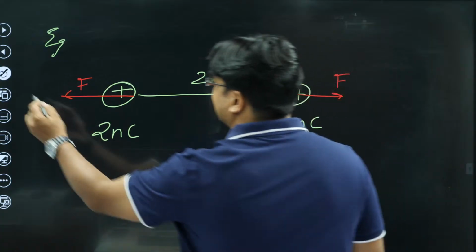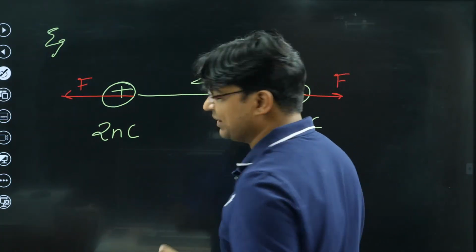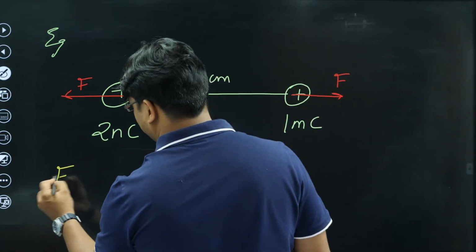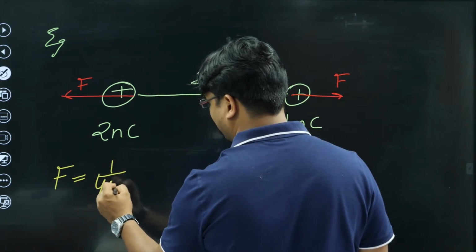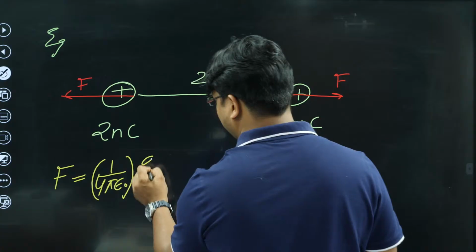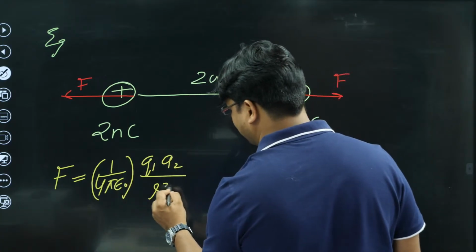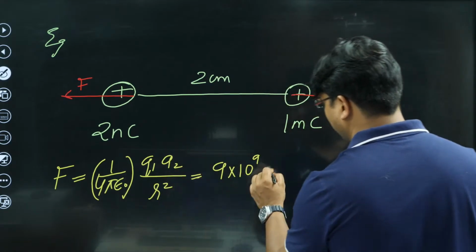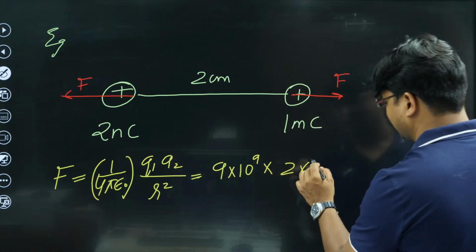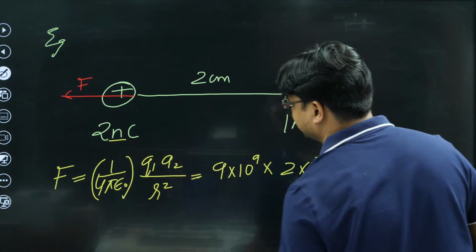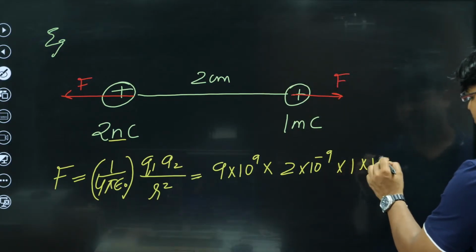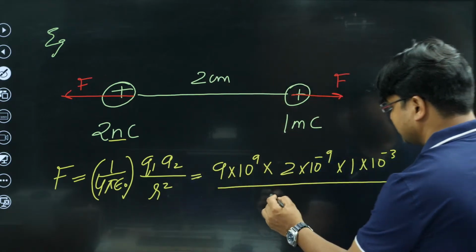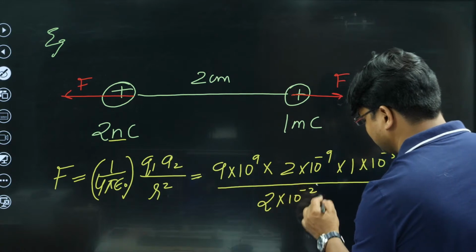I'll start calculating. By the time I solve this question and turn towards the screen, I hope I see some responses from you guys. So force will be written as 1 upon 4 pi epsilon naught, we know the value of this, into q1 into q2 divided by r square. So it will become 9 into 10 raised to power 9, that's the value of k, into q1 q2. So that will become 2 into 10 raised to power minus 9, that's because nanocoulomb is given. Okay, and then 1 millicoulomb, that's 10 raised to power minus 3 coulombs, divided by r square. R is given in centimeter, I will convert it into meter. So it will become 2 into 10 raised to power minus 2, squared.